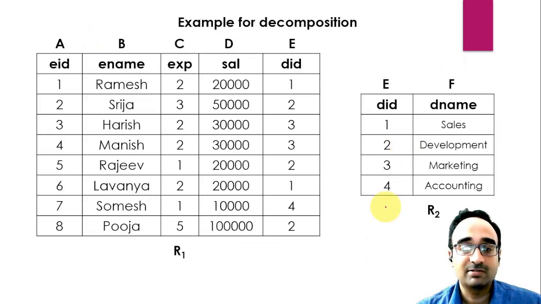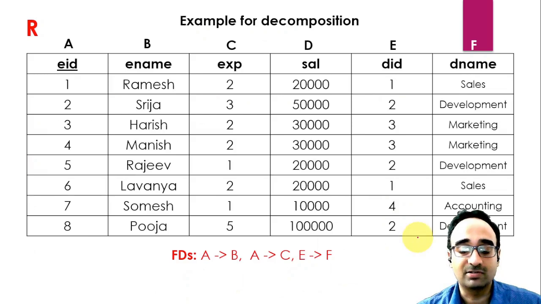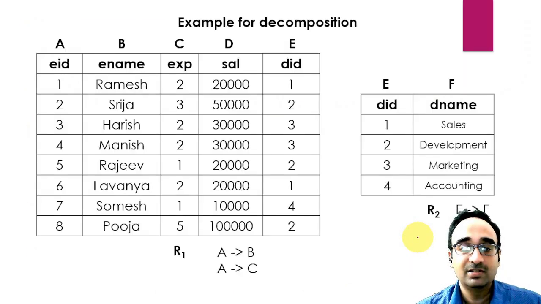What about the FDs? We have 3 FDs, right? Now, how do we divide those FDs? Like this: R1 gets the first 2 FDs and R2 gets the third FD. Can we write E to F here, in R1? You can't write it. Why? Because F is not there in this table. It belongs to R2. Similarly, I can't write these two here in R2 because A, B, C do not belong to this table. They belong to R1, right?